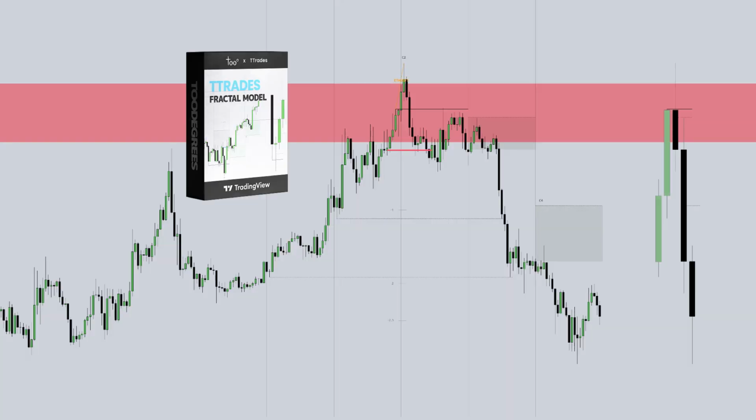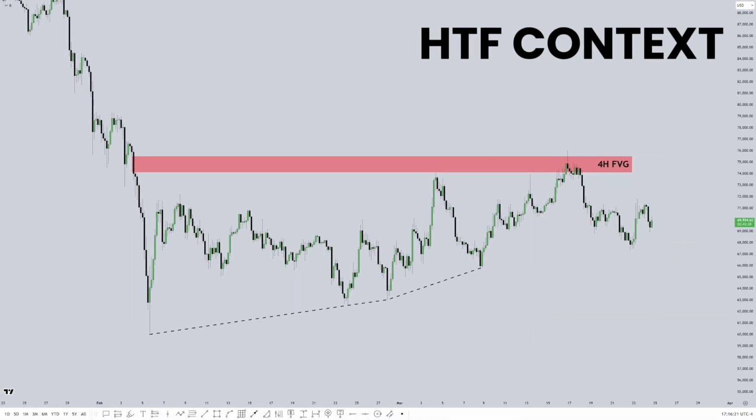In this video, we're breaking down a fractal model setup that formed after a rejection from a higher time frame fair value gap, and how that led to a continuation move lower. We'll start with the 4-hour context and then zoom into the execution time frame where the fractal model confirms the move. Higher time frame context.